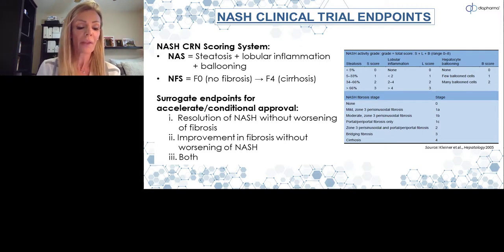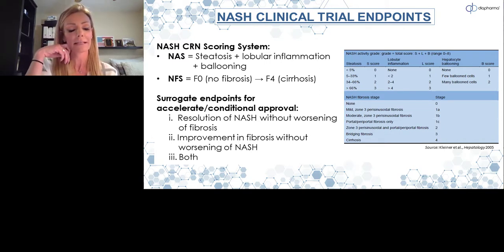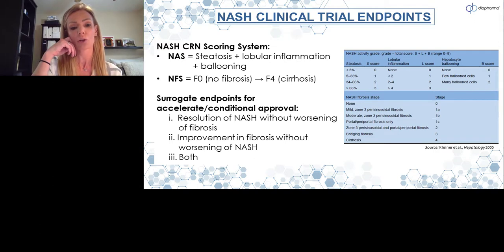To be sure, after the accelerated or conditional approval, pharmaceutical companies are still required to do post-market monitoring of clinical outcomes in order to get full approval for their drug.